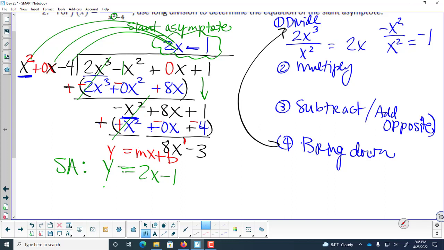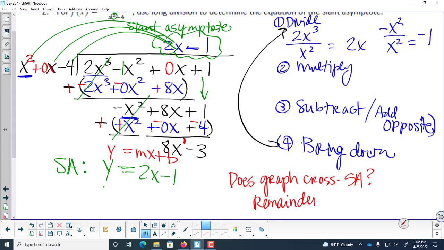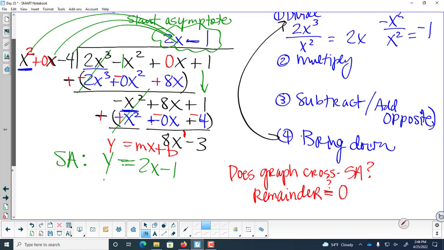Okay, just for fun, we could write it here real quick. Does the graph cross the slant asymptote? This only works for the slant, not the horizontal. The idea is: does the remainder equal 0? Okay, that's the quick way. Trust me, it's way easier than the algebra way. You get to the same place, but you don't have to mess with all that algebra.